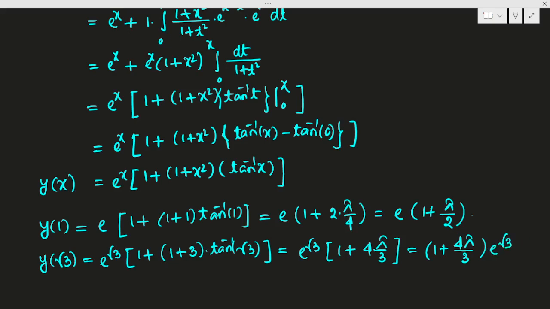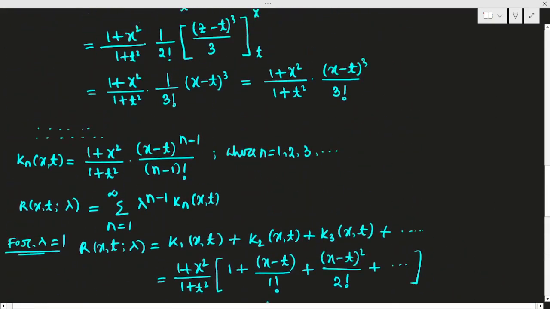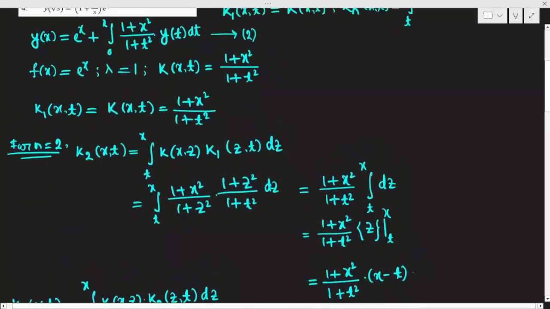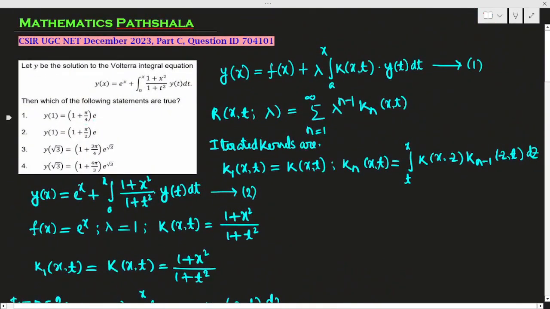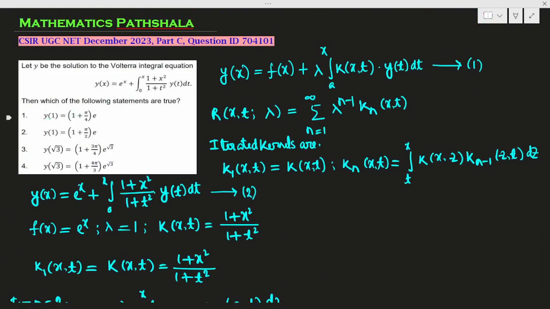Now let's check our given options. Which option is or are true? So here see, option 1 is given y(1) is equal to (1 plus pi by 4) into e. But we get y(1) is equal to (1 plus pi by 2) into e. So option 2 is true, option 1 is false. And when x is equal to root 3, we get (1 plus 4 pi by 3) into e to the power root 3. So here also option 4 is only right. Option 3 will automatically become false. So here we get our option 2 and option 4 as the right options.